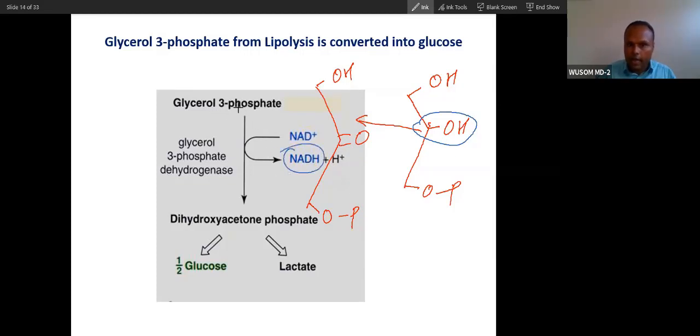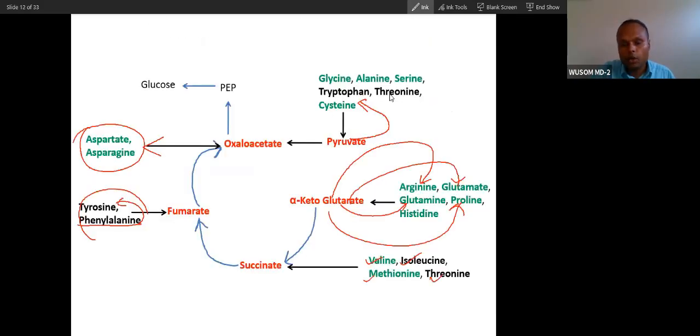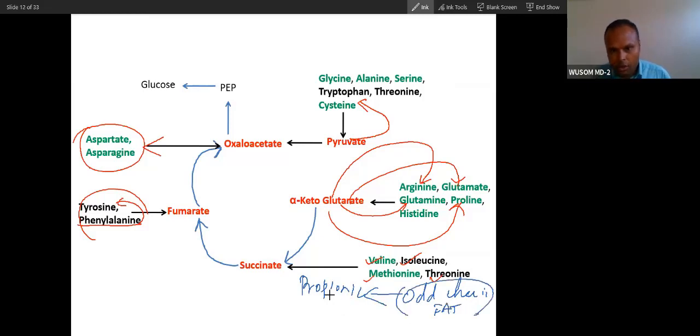So glycerol 3-phosphate converts into dihydroxyacetone phosphate through one enzyme, glycerol 3-phosphate dehydrogenase, an easy dehydrogenase. How does dihydroxyacetone phosphate convert into glucose? You know it; this is a very easy process. And you know, propionic acid is also synthesized from odd-chain fatty acids. Don't miss this also. Odd-chain fatty acids are very rare, but you have to remember, okay?